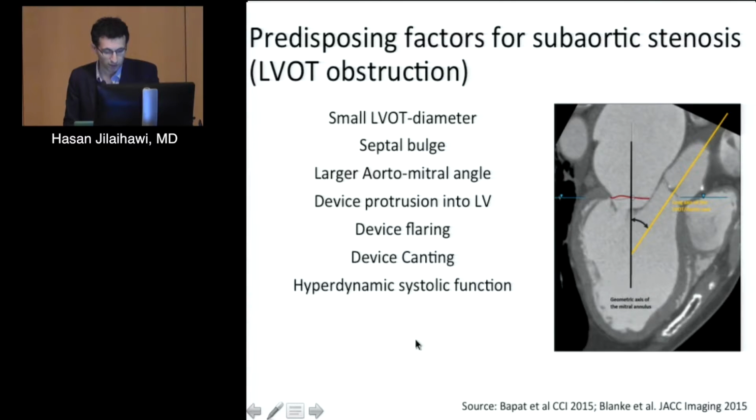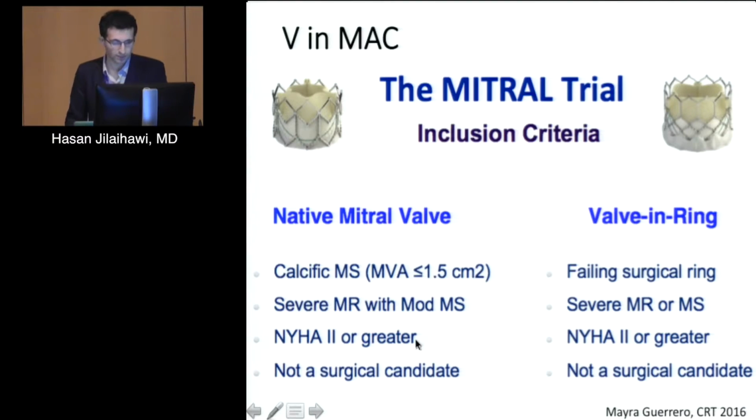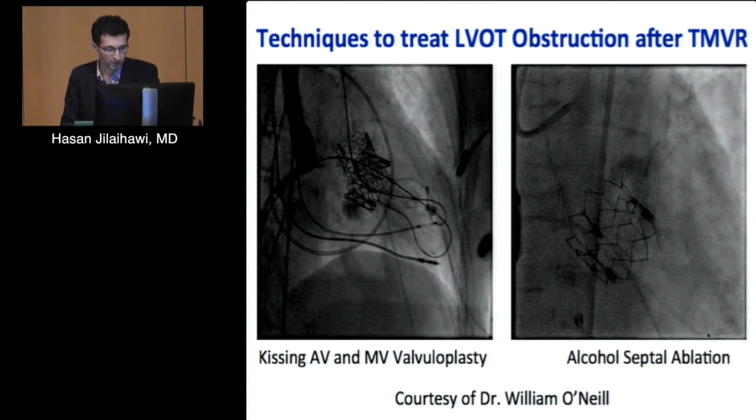Many of these we can look at comprehensively with CT. So Colin mentioned Myra's study, which we're going to participate in. Currently, we've done 6 cases of valve in MAC off-label, outside the study. As Colin mentioned, you can potentially treat LVOT obstruction with a number of approaches. Important to note that when you have LVOT obstruction, it can be acutely life-threatening.